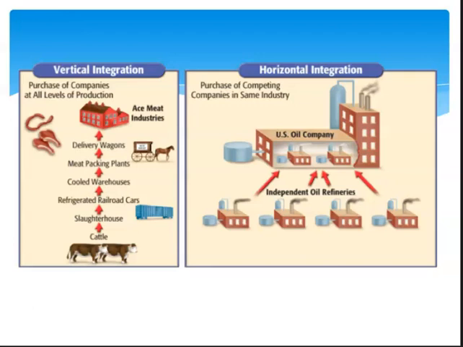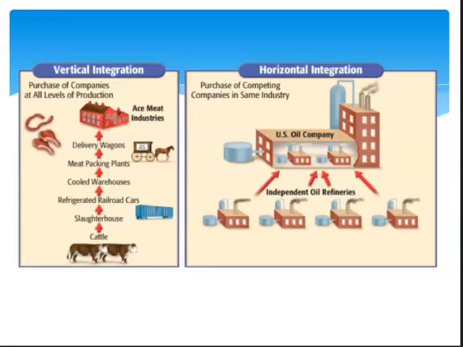Horizontal, basically what that is, you buy all your competitors. So here we have U.S. Oil Company, who is buying all their competitors, all the other oil companies. So we have vertical, own every step along the process. Horizontal, you own all the like businesses and possess them.